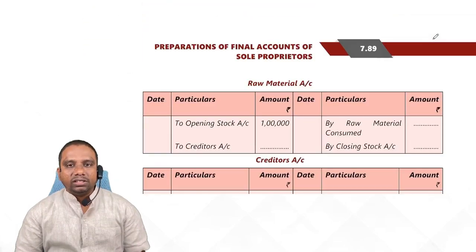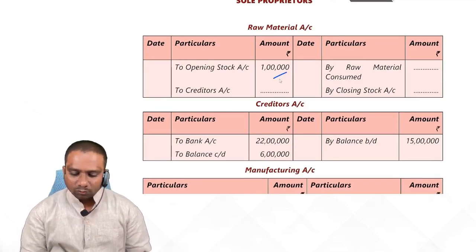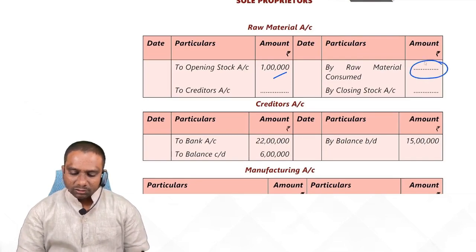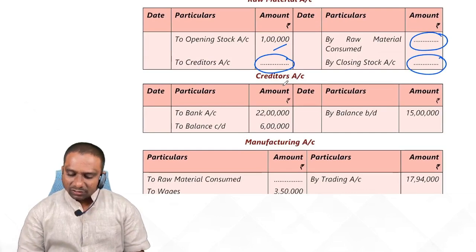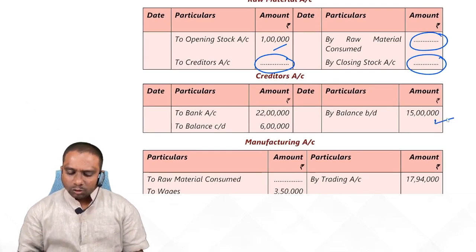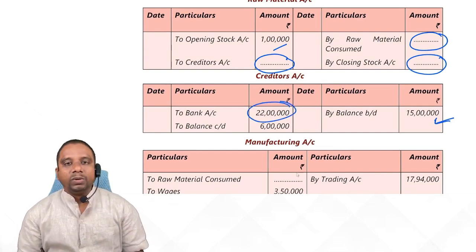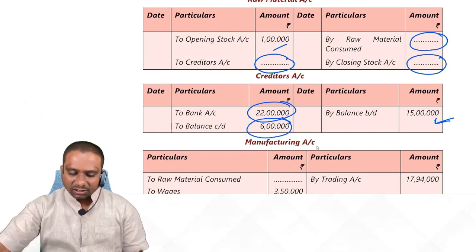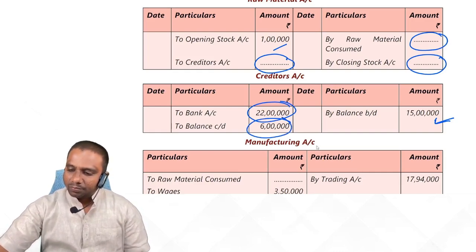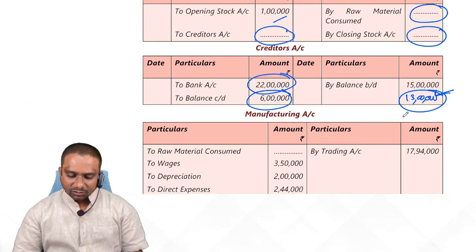Okay, what happened here? Observe. Raw material account, opening stock 1 lakh. Raw material consumed, not given. Closing stock, not given. Creditors, not given. Okay, we find creditors. Sorry, opening balance is given. During the year, we have paid 22 lakhs. Closing 6 lakhs means the difference is 28 lakhs minus 15 lakhs. The difference is nothing but goods purchased. Okay, fine.